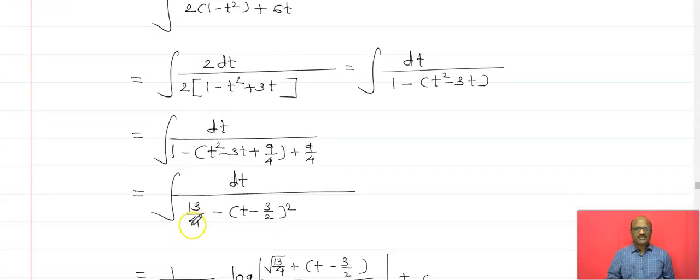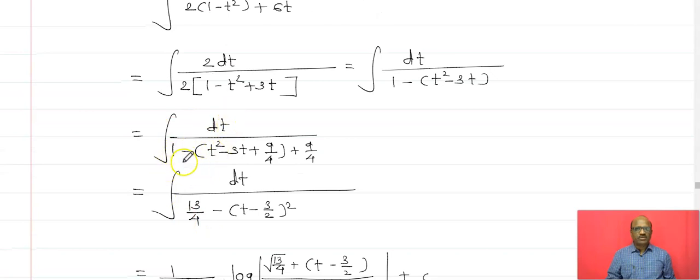Now this can be written as integral dt upon, in bracket 1 minus. What about here? This is the middle term. What will be the second term? The second term will be 9 by 4. We have calculated this type of term, the middle term, in the previous exercise. Therefore, I had written 3 by 2 upon 2. That is, the middle term is divided by 2. Then you will get the second term. And what is the square of the second term? 3 by 2 is the second term. Its square is 9 by 4.